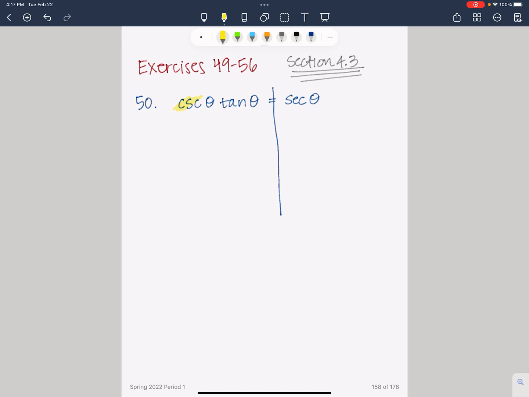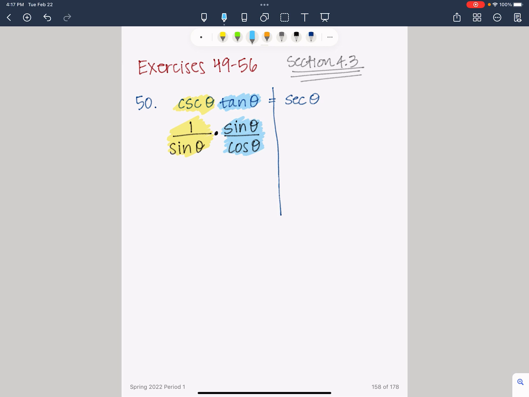Well, using my flashcards, I know that the cosecant of theta is the same thing as 1 over the sine of theta. There's lots of things that the cosecant of theta is, but I'm thinking that 1 over the sine of theta is going to be my best bet because the tangent of theta is equal to the sine of theta over the cosine of theta. So I used reciprocal identities to substitute 1 over sine of theta in for cosecant of theta, and I used the quotient identity to substitute sine of theta over cosine of theta in for tangent of theta.